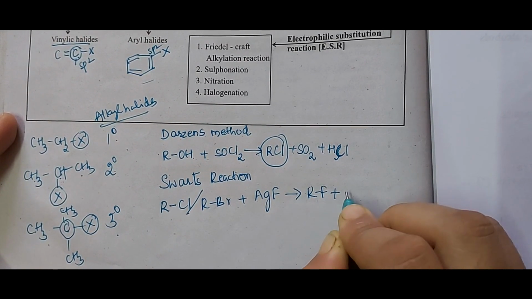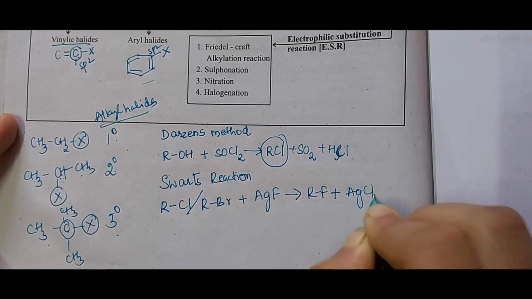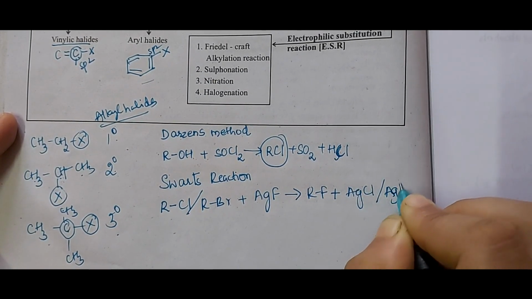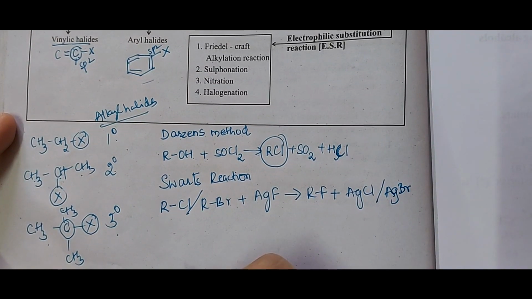If you use alkyl chloride, the byproduct is AgCl; if you use alkyl bromide, it is AgBr. So this reaction where fluorides are formed is the Swarts reaction.